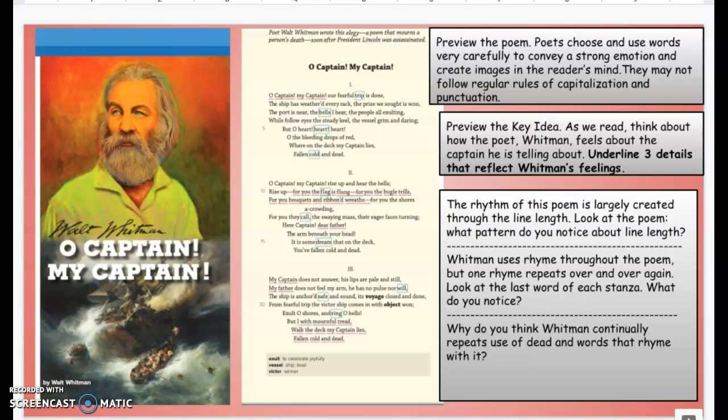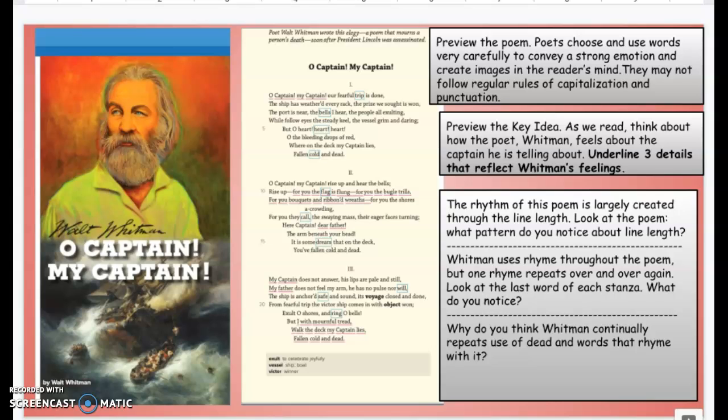O Captain, my Captain, rise up and hear the bells. Rise up, for you the flag is flung, for you the bugle trills, for you bouquets and ribboned wreaths, for you the shores a-crowding, for you they call, the swaying mass, their eager faces turning. Here, Captain, dear father, the arm beneath your head. It is some dream that on the deck you've fallen cold and dead.